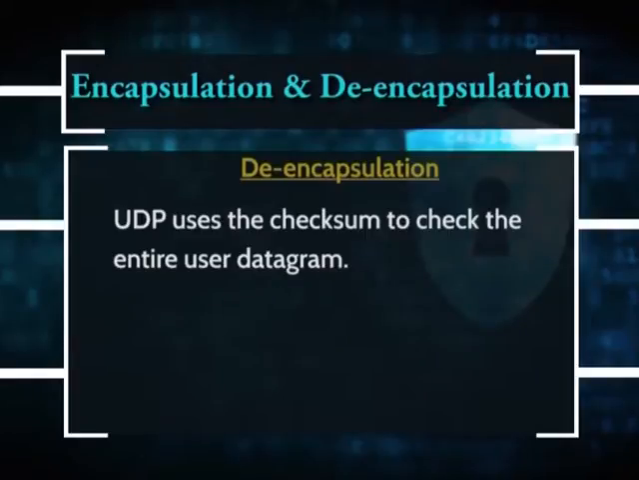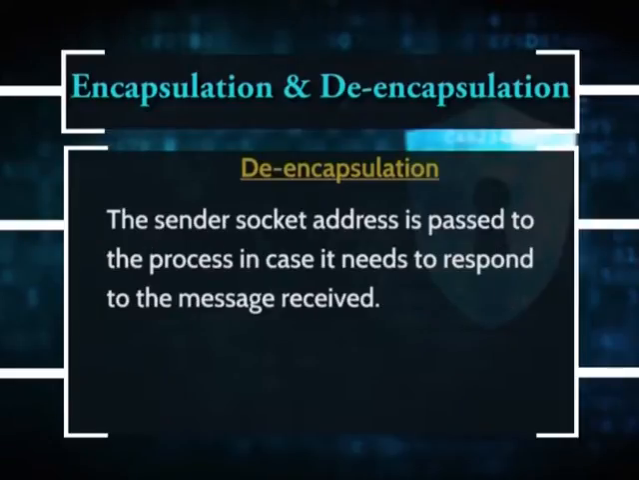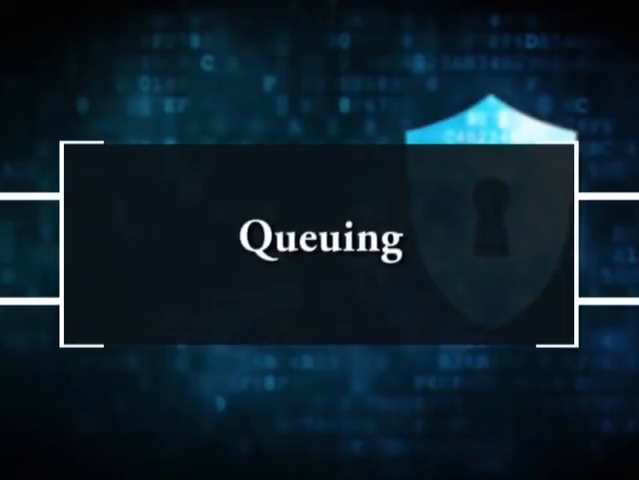UDP uses the checksum to check the entire user datagram. If there is no error, the header is dropped and the application data along with the sender socket addresses is passed to the processes. The sender socket address is passed to the processes in case it needs to respond to the message received. Next, queuing.